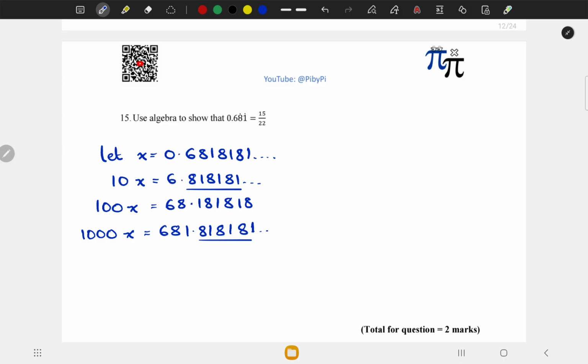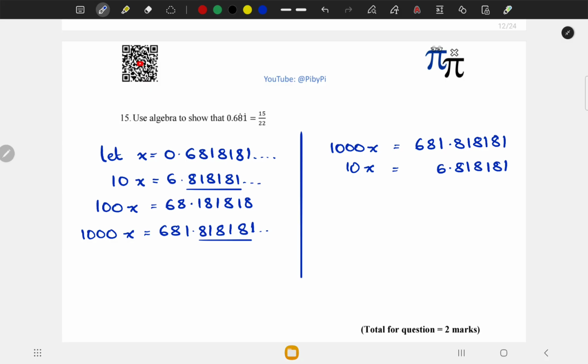Again, I could just go on and on. But they are the same after the decimal, which means I am going to be using these two. So I'm going to be using 1000x and I'm going to be using 10x. All right, so just bring those over here. 681.818181 again as many times as you want to write it down, and 6.818181. Now I go ahead and I subtract these two.